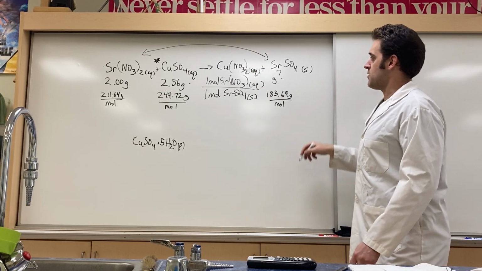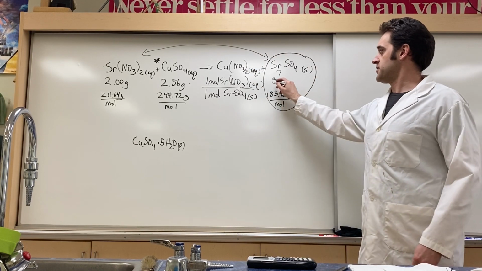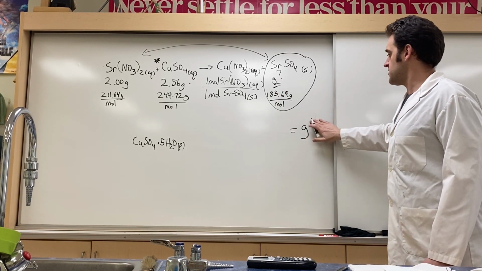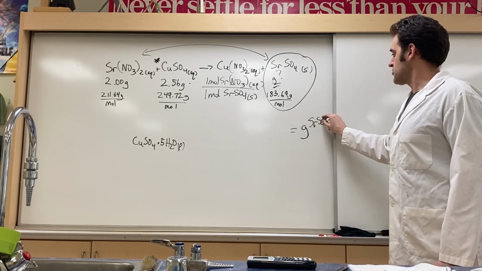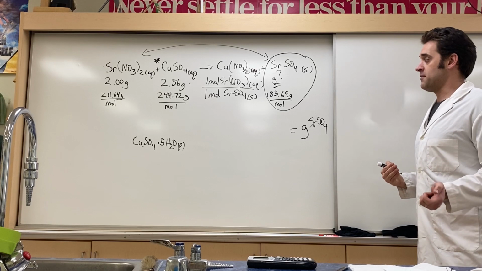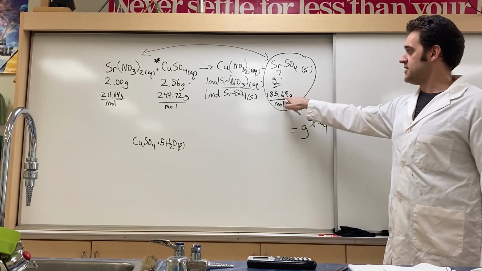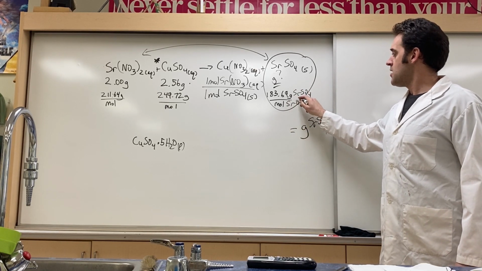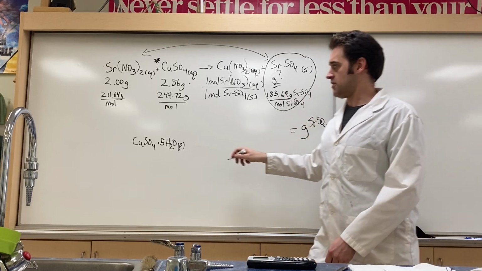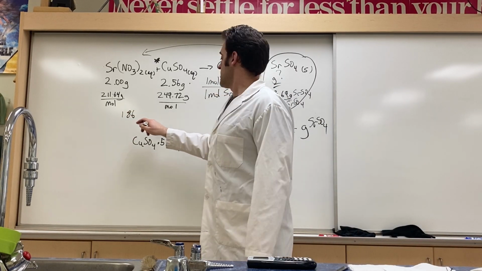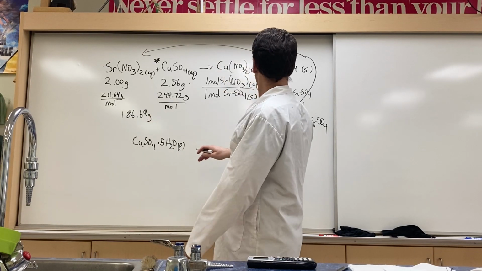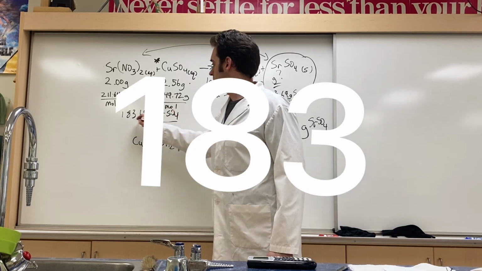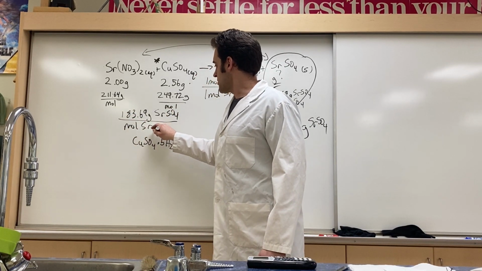Where we start is trying to find the mass of the substance. So we're solving for grams. Our final unit needs to be in grams of strontium sulfate, so we're going to start with the grams of strontium sulfate on top. That's gram strontium sulfate per mole strontium sulfate. So that's what I'm going to start with. 183.69 grams strontium sulfate over mole strontium sulfate.